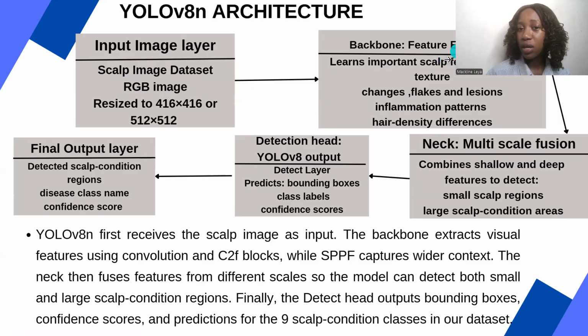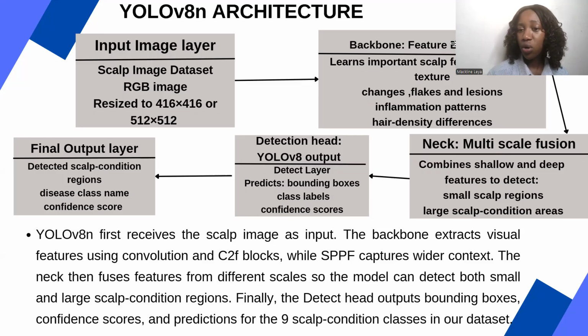Then for the second layer, we have the backbone, and this one involves feature extraction. Here we mean that it will look at the near features we're having. If it's the scalp, it will look at the texture of the hair. It will look at the flakes, those are the starting dandruffs, the tiny ones. Then it will look at the inflammation patterns and also hair density differences.